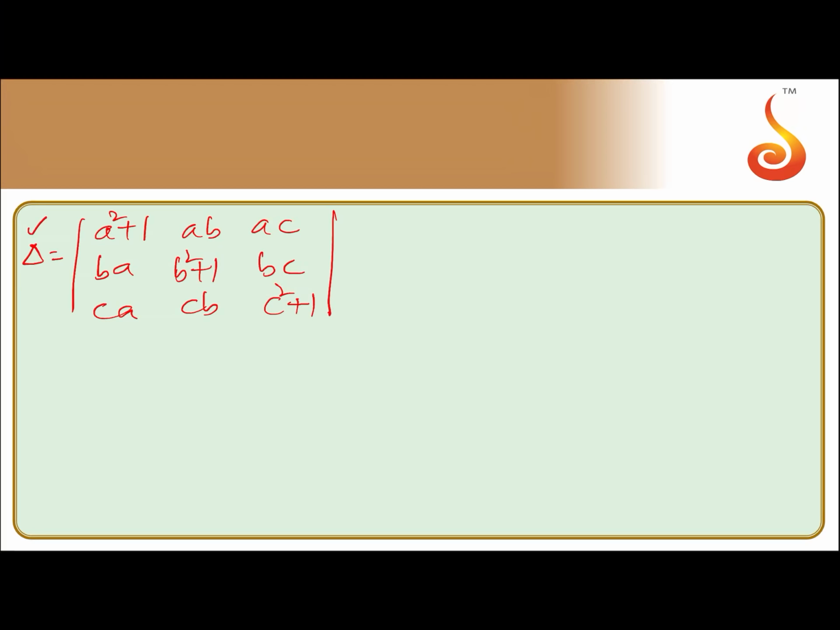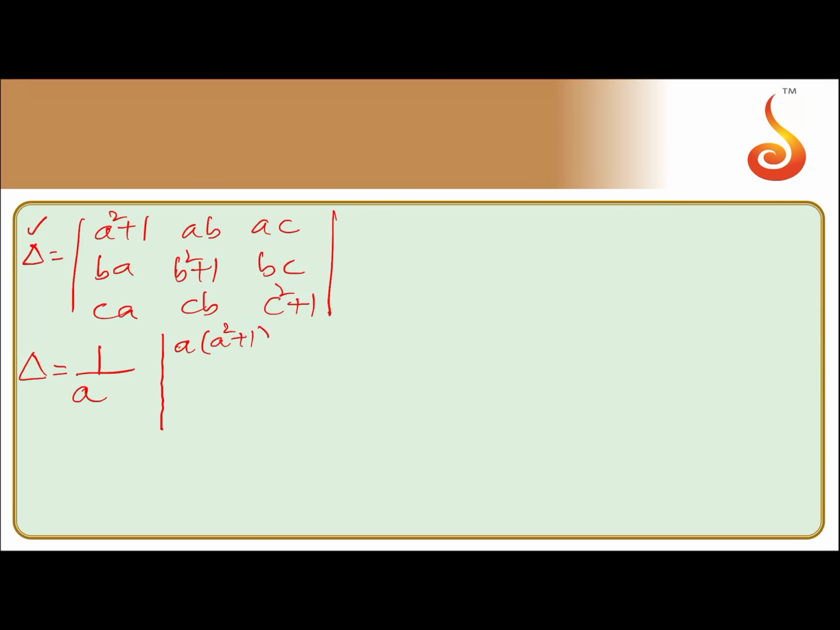To convert these terms AB, BC, CA in terms of A square, B square, C square, what I do is like this. I would multiply the first row by an element A. Since it is a number, the value should not be changed. At the same time, I would divide by A, and I multiply A to the elements of the first row. The value will not be changed.